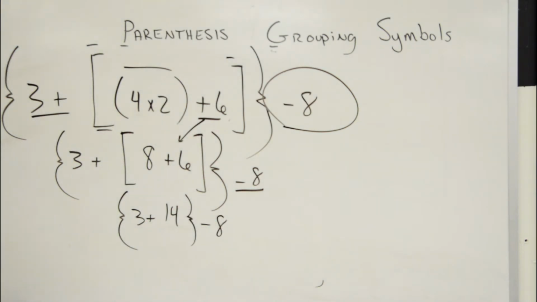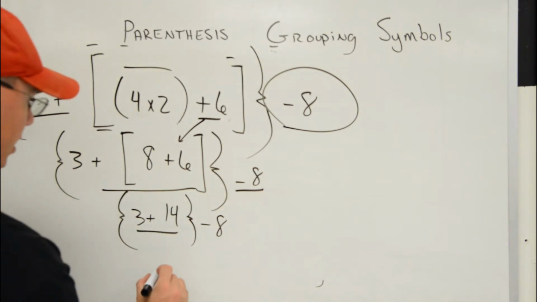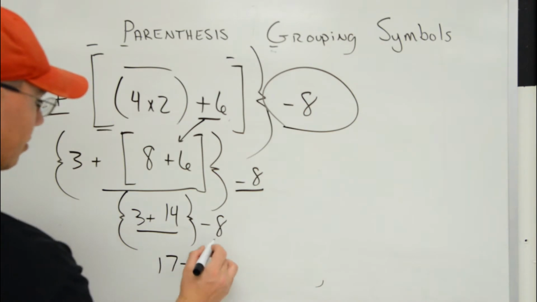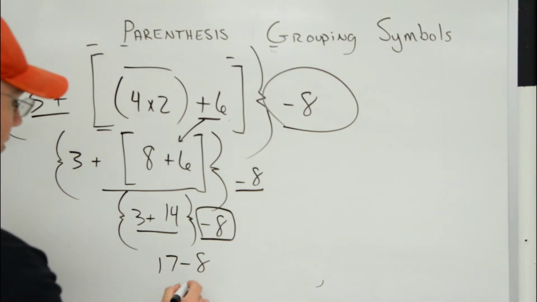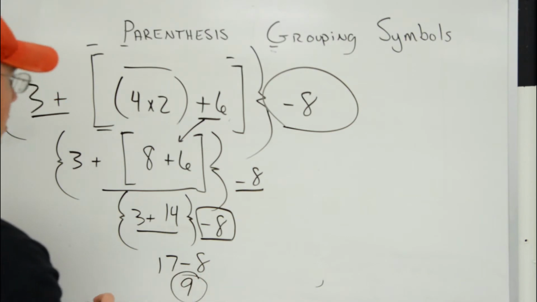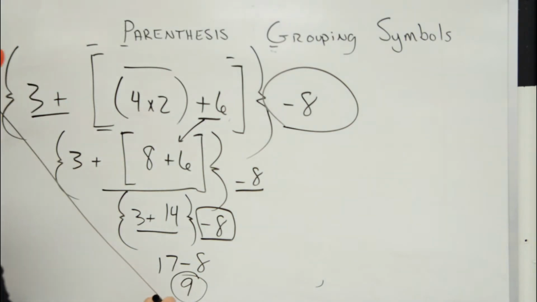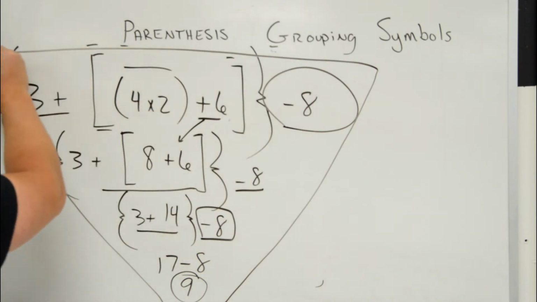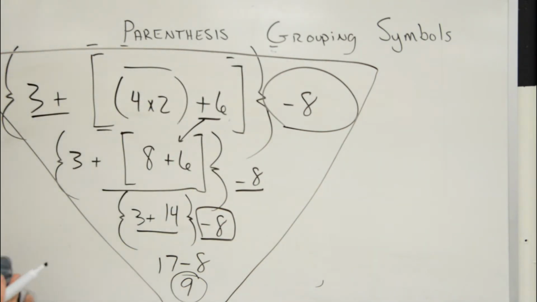So now we're left with one more grouping symbol. That right there is our braces, so we got to do that. 3 plus 14, that's going to give us 17 minus, and once we bring this down, 8. 17 minus 8 gives us 9. So it's all funneling down to your answer down here at the bottom, and that's how you work problems like that. And just make sure you don't forget to bring down other numbers.